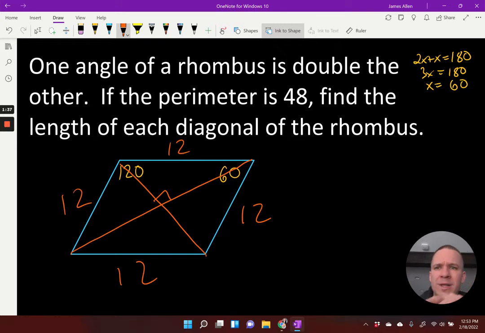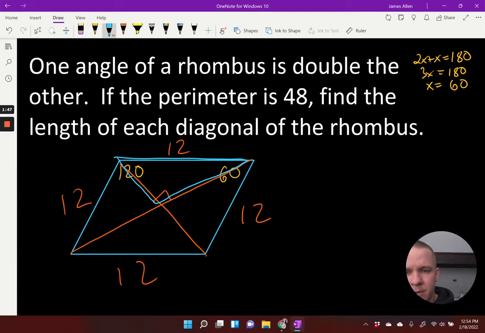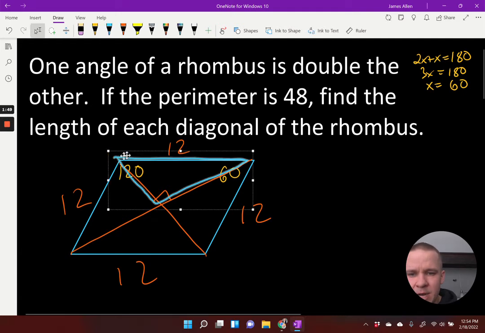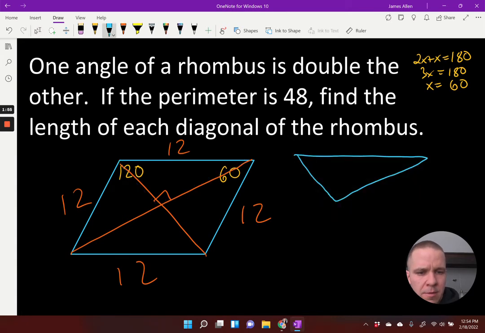Okay, so what's happening here? Well, I'm going to draw another triangle here. I don't want to ink to shape because it'll get all weird, but I'm going to take my blue guy here. I'm going to make a right triangle. I'm going to take this thing off, and we're going to fill some stuff in here, okay? So that's a right angle.